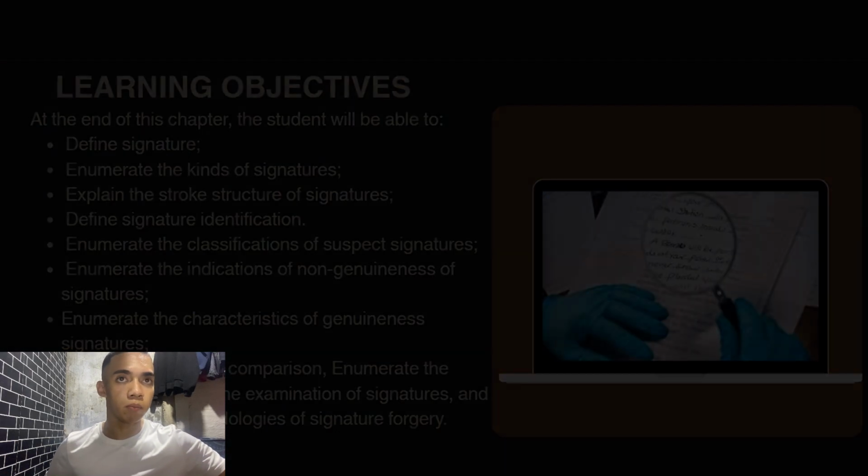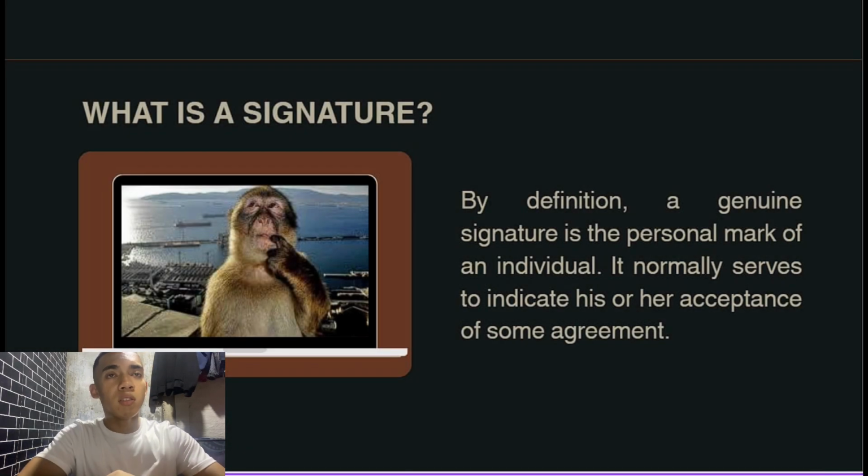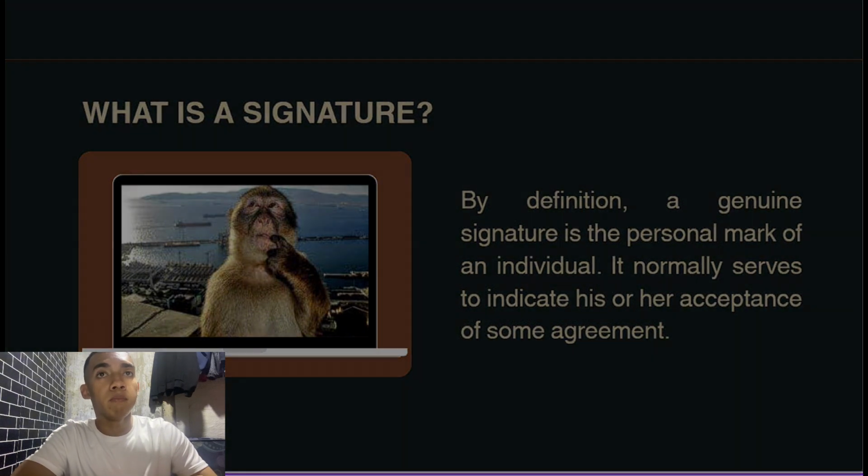So let's start. So what is a signature? By definition, a genuine signature is the personal mark of an individual. It normally serves to indicate his or her acceptance of some agreement. Then take note, guys, that in signatures, no two persons have the same signature, because of the uniqueness and characteristics that identify the signature.